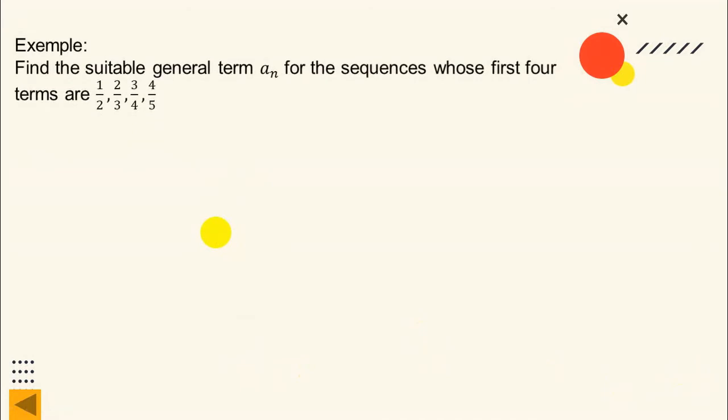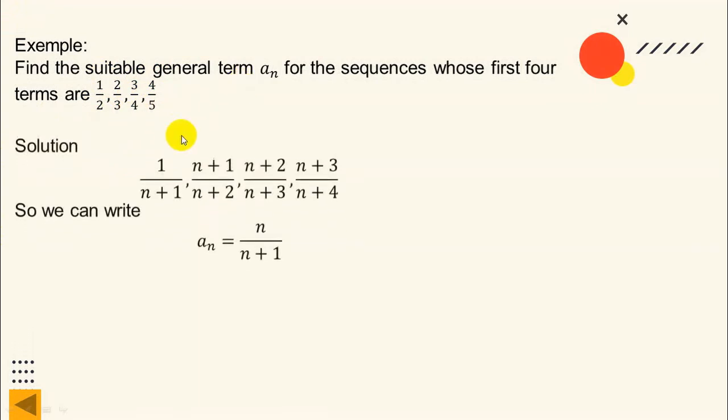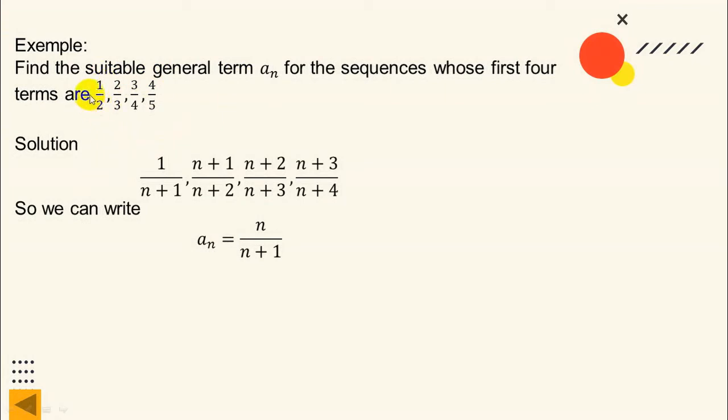So from here, we have another example. They told us to find the suitable general term a_n for the sequence whose first 4 terms are given. Okay, so this question gives us the first 4 terms: the first term is 1/2, the second term is 2/3, the third term is 3/4, and the fourth term is 4/5. They want us to find the general term, a_n.